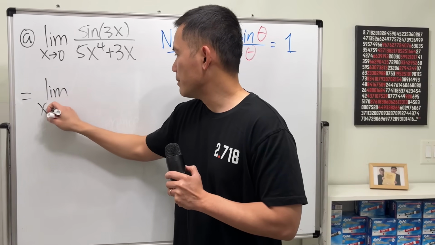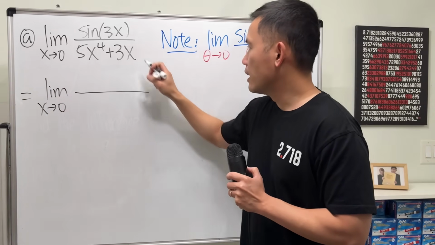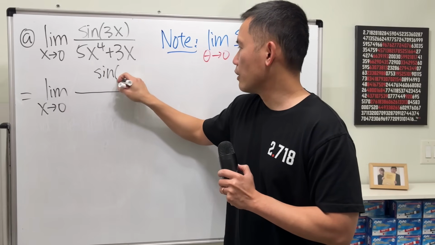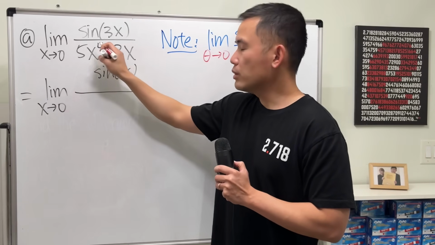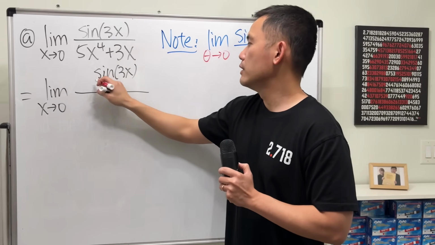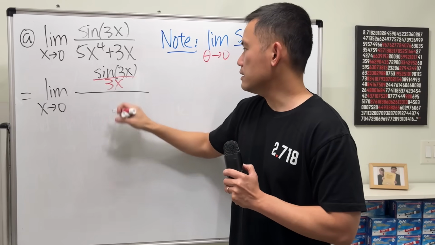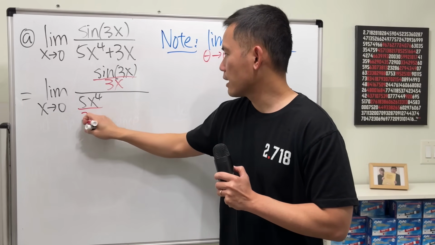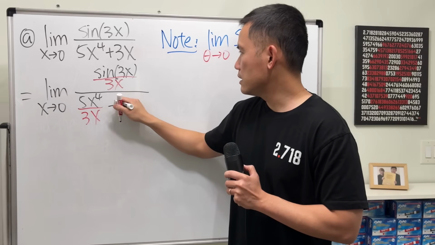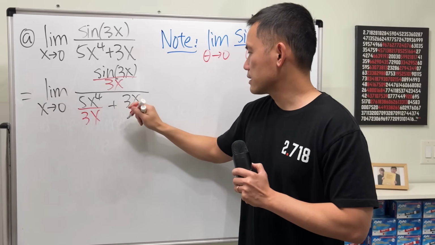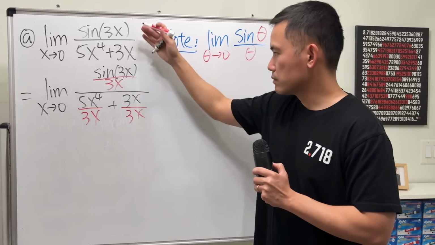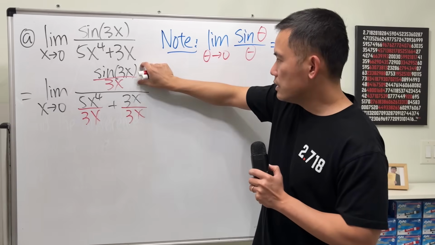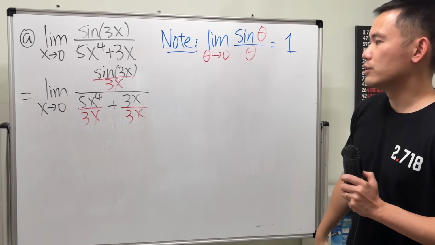We have the limit as x approaching 0. On the top, we have sine of 3x. I'm just going to divide every term by 3x. So I'll do it like this. And then 5x to the 4, I will also divide that by 3x. And then lastly, 3x divided by 3x as well. Now, this is going to be something like this, which is very nice.